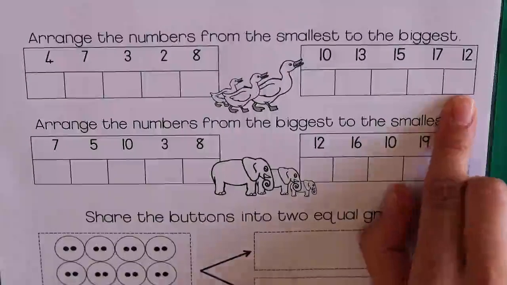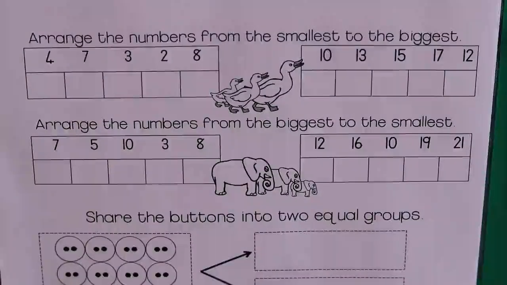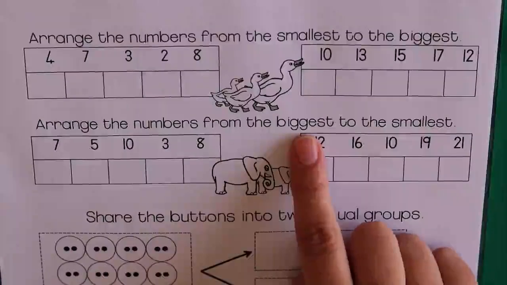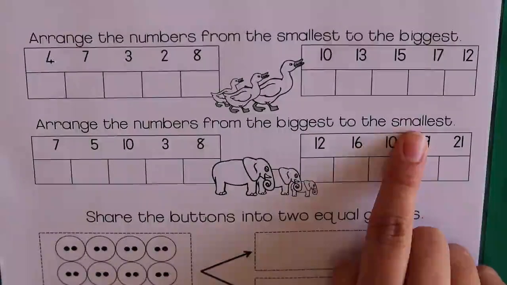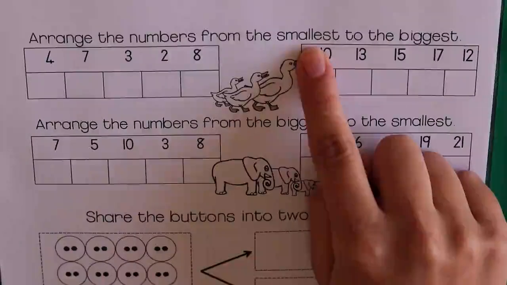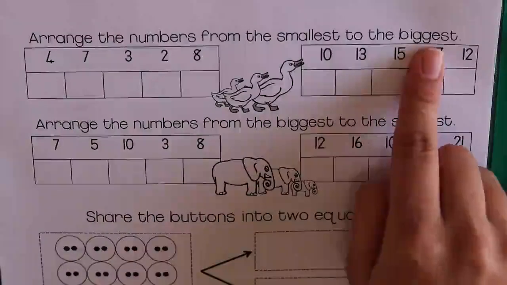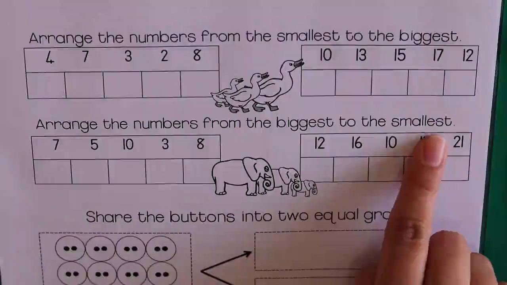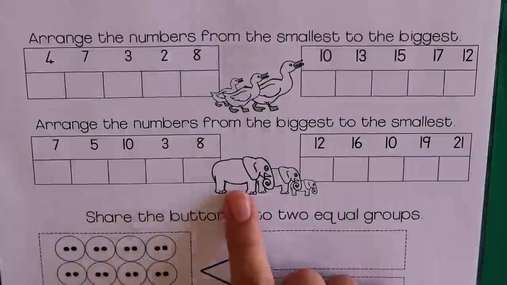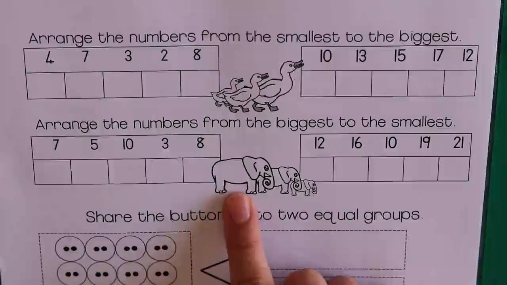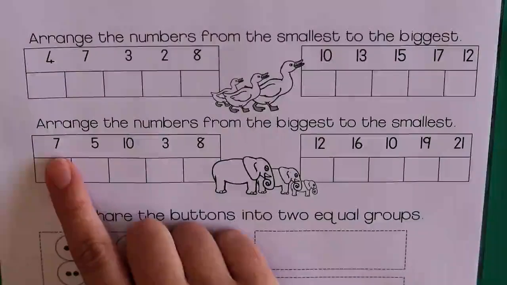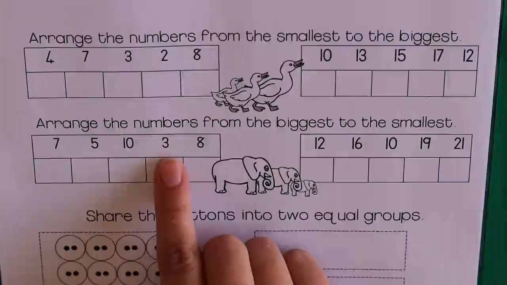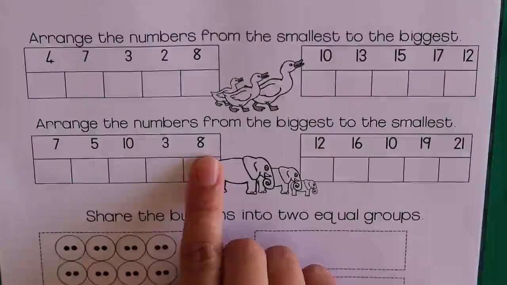All right. Now the next one is again arranging numbers, but this time it says biggest to smallest. Okay, last time we had the smallest one first and the biggest one last. Now we have the biggest one first and the smallest one last. You can see with the pictures, the biggest elephant is first. Okay, here's our numbers: 7, 5, 10, 3, and 8.